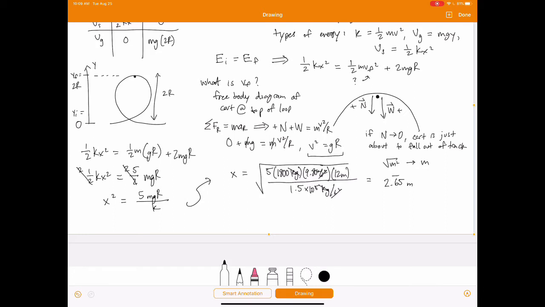But if we're keeping track of the sig figs, we'd want to keep just 2, so we'd round that to 2.7 meters. So in other words, you have to compress the spring by at least 2.7 meters in order for the cart to make it all the way around the loop. Anything more than that, it works just fine. You'll still make it around the loop, but anything less than that is not going to work.